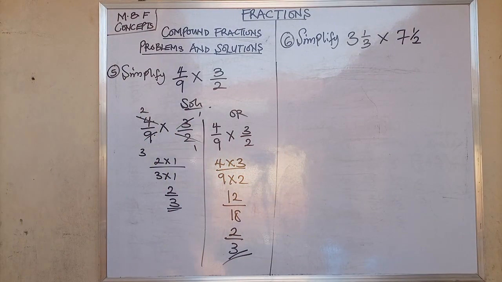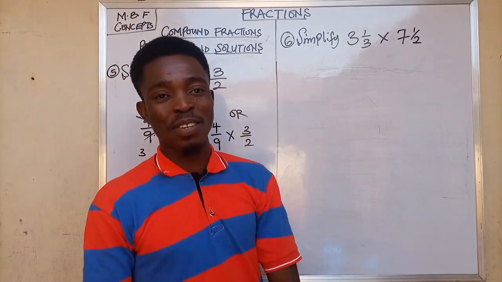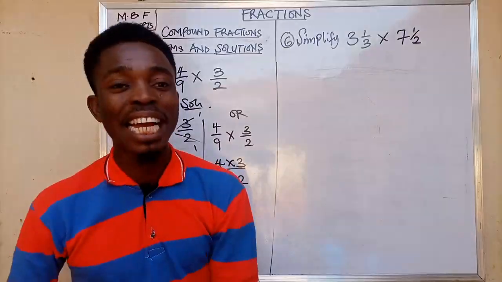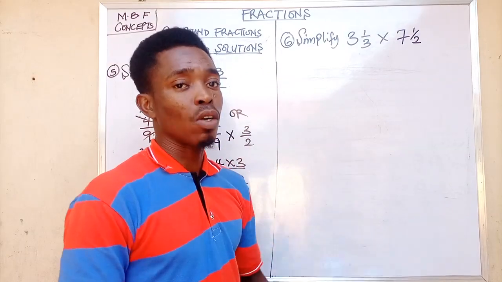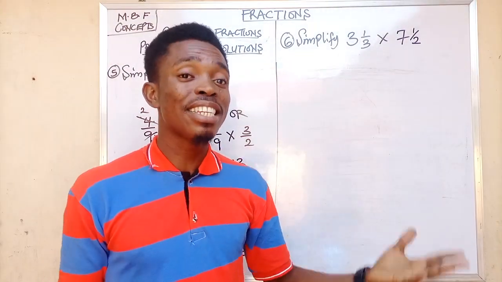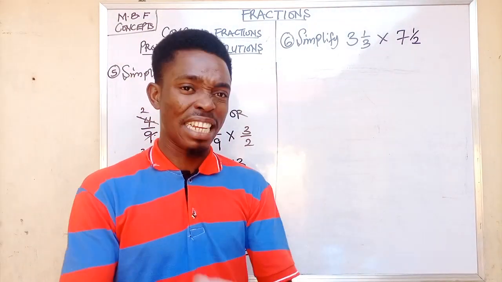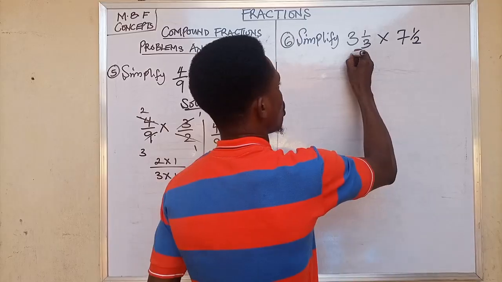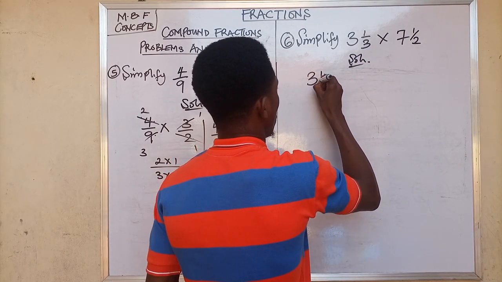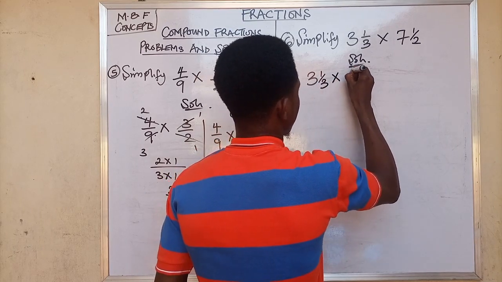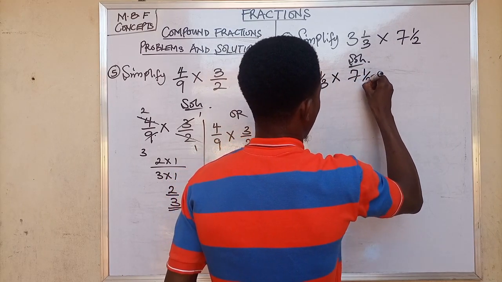Okay, now guys, we have example 6 on the board. And we are asked to simplify 3 whole number 1 over 3 times 7 whole number 1 over 2. Guys, what do we do? This is a mixed fraction. This is very simple. And solution. And now we have 3 whole number 1 over 3 times 7 whole number 1 over 2.